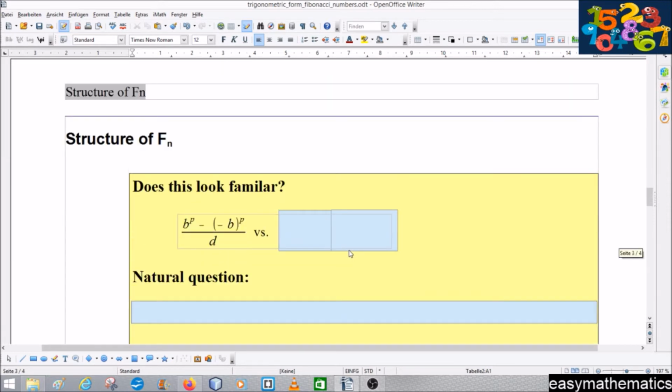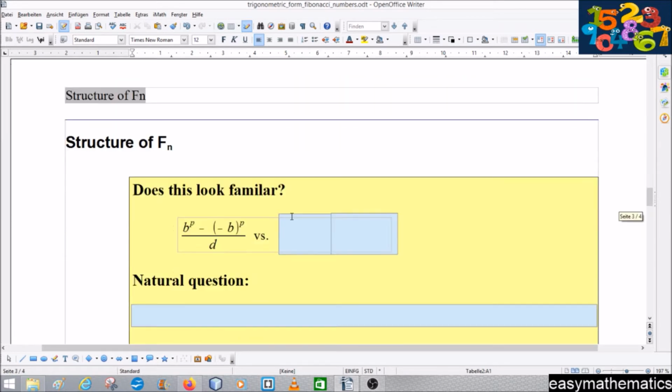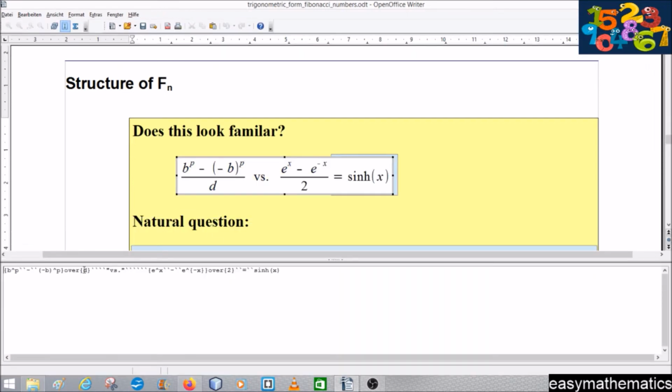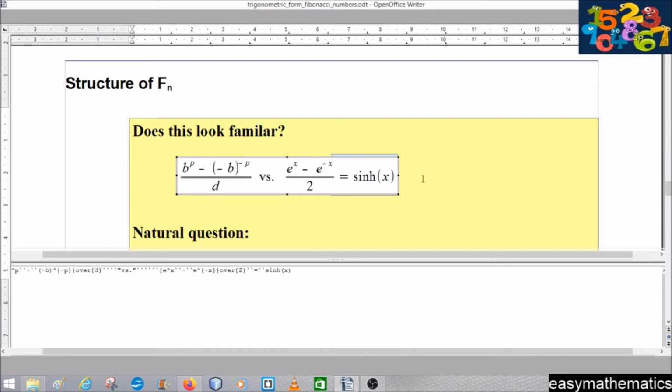I want to talk about the structure of the Fibonacci numbers, and this will lead us to the idea to write the Fibonacci numbers with hyperbolic or trigonometric functions. If we take a look at Binet's formula, we have a base to an exponent minus some base to an exponent over a number. If we compare this to e to the x minus e to the minus x over 2, we see that this looks quite similar.